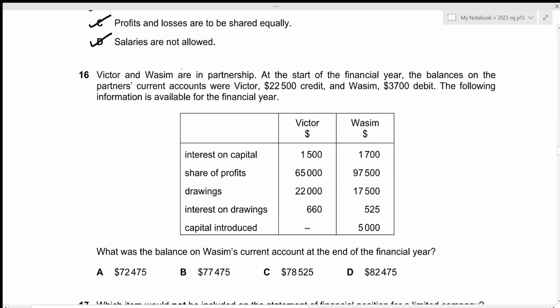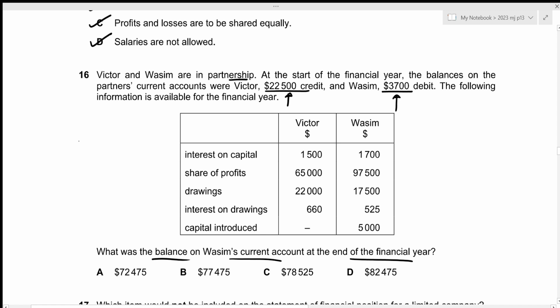Victor and Wasim are in partnership. At the start of the financial year, the balances on the partners' current accounts were Victor 22,500 credit. So this is the amount that Victor will get from the partnership business, and Wasim it's 3,700 debit, which means that this is the amount that Wasim needs to pay to the partnership. The following information is available for the year. We need to figure out the balance on Wasim's current account at the end of the financial year.